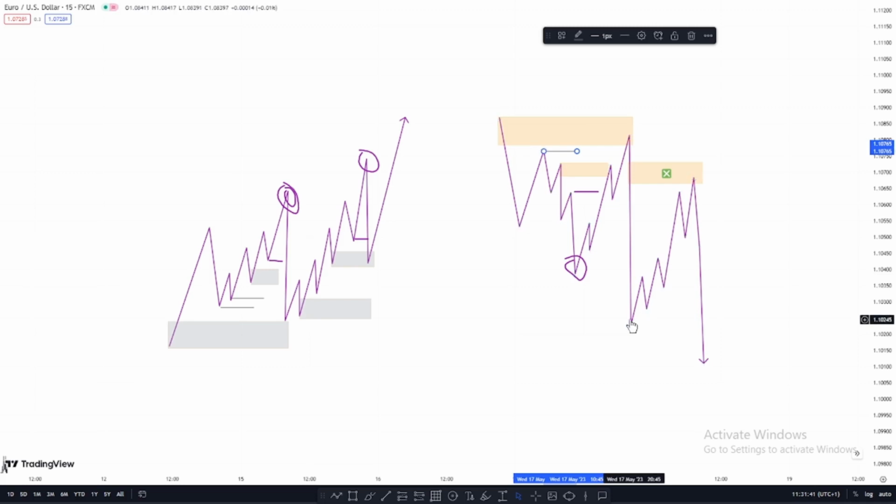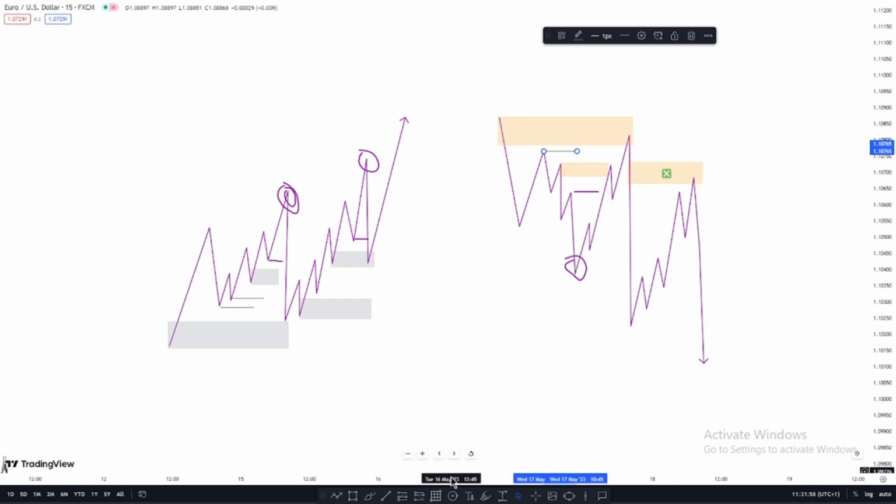Now, in this case, retail SMC traders will mark here as their OB. That's why you see me mark this OB as incorrect. This is an incorrect OB. Why is it? Because price has not taken out any internal structure high here.